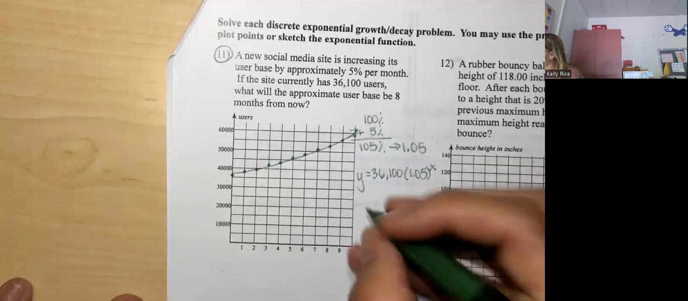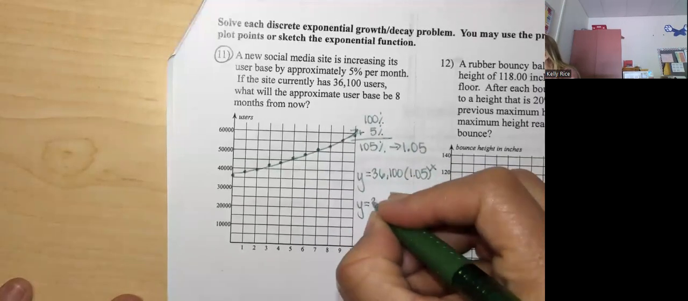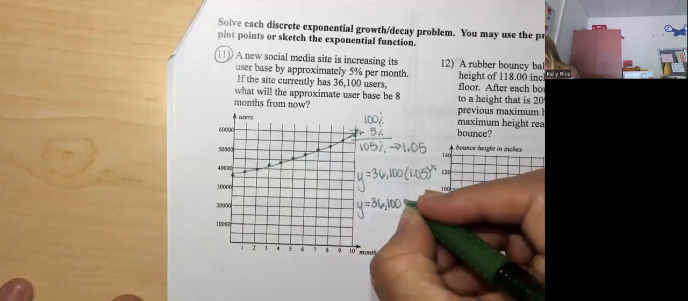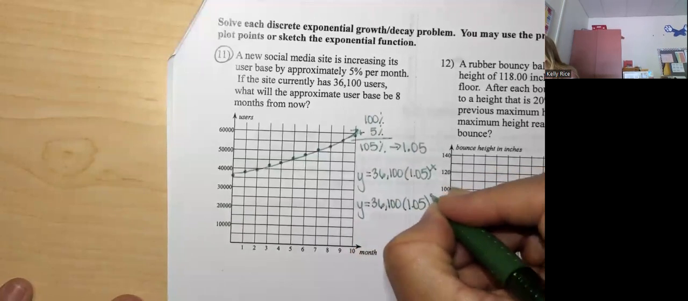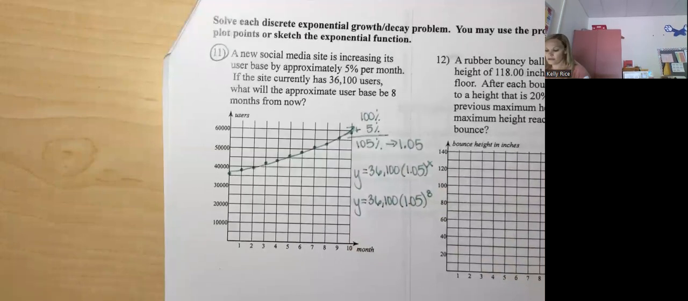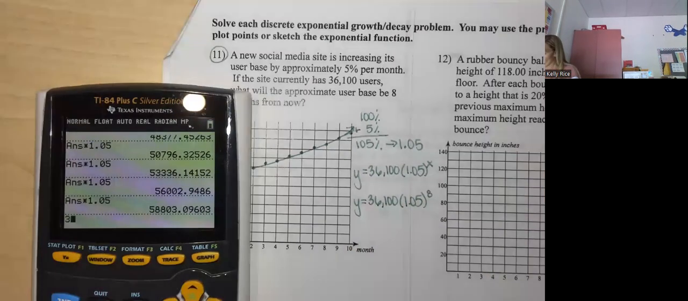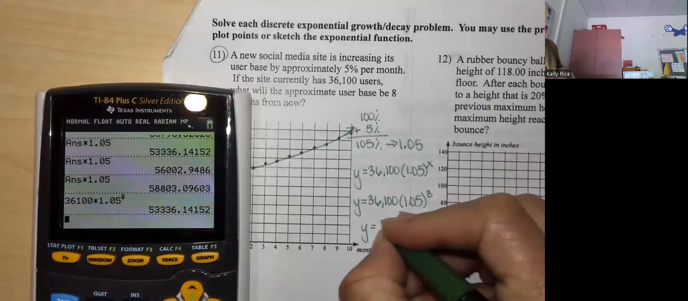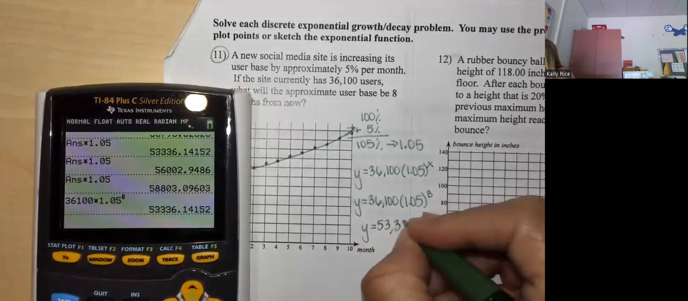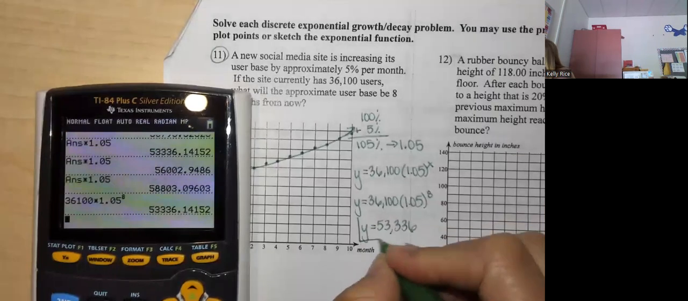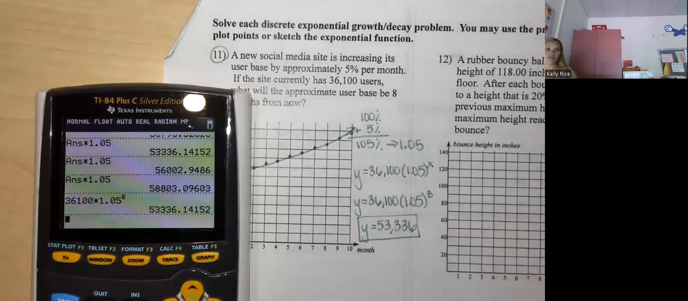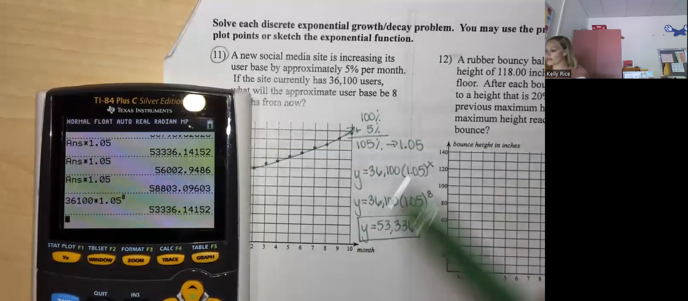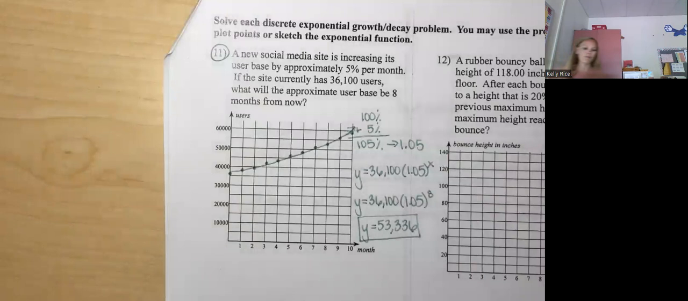We want to know what's the user base 8 months from now, which we could look at our graph, but it's not very accurate. So we just plug in 8 for x. So 36,100 times 1.05 to the power of 8. And I get 53,336. I'm rounding to the nearest whole number. Anyone have an idea of why? Half a person, yeah, we're talking about users, how many people there are.